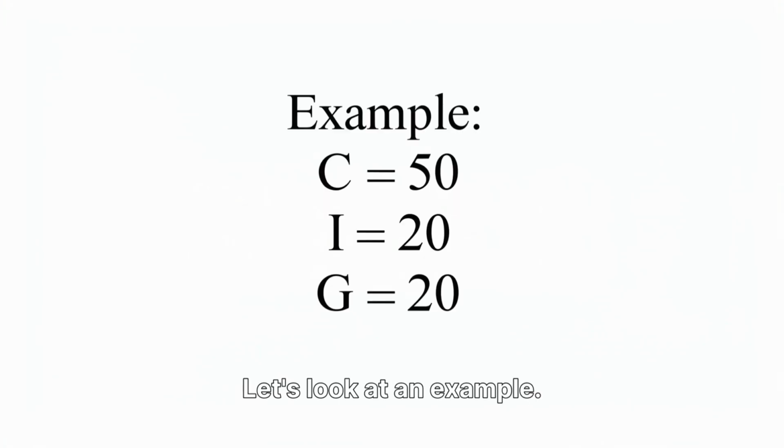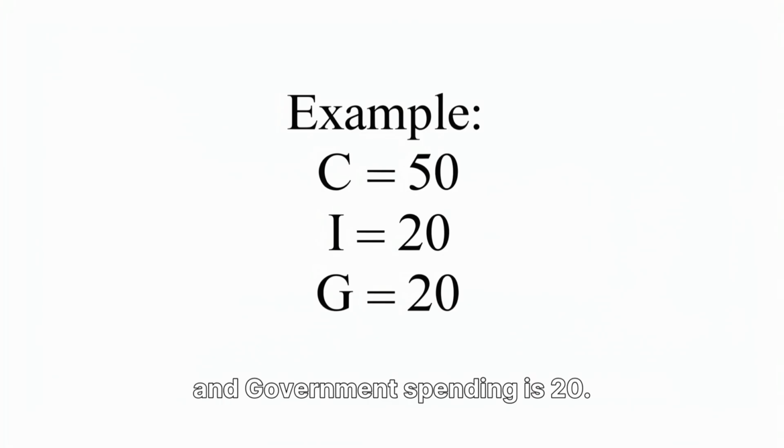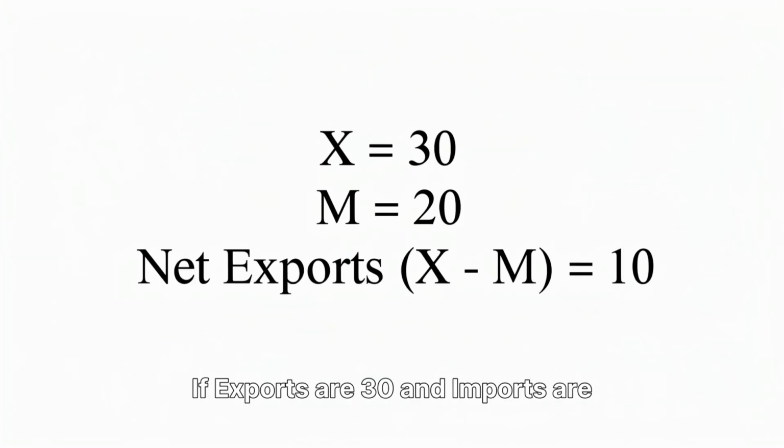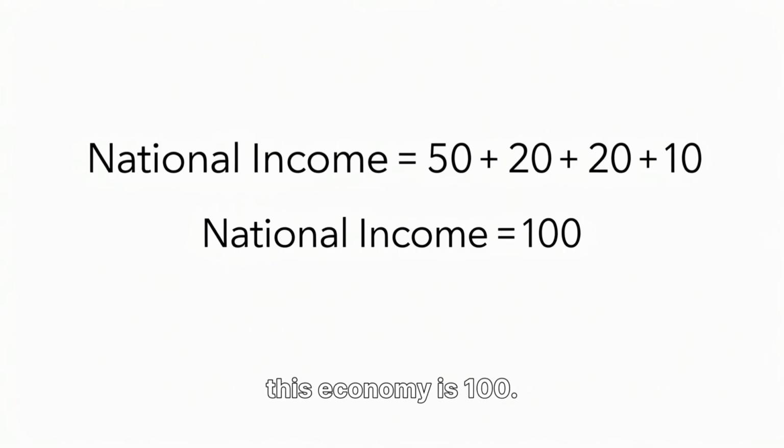Let's look at an example. Suppose consumption is 50, investment is 20, and government spending is 20. If exports are 30 and imports are 20, then our net exports equal 10. Adding these together, the national income for this economy is 100.